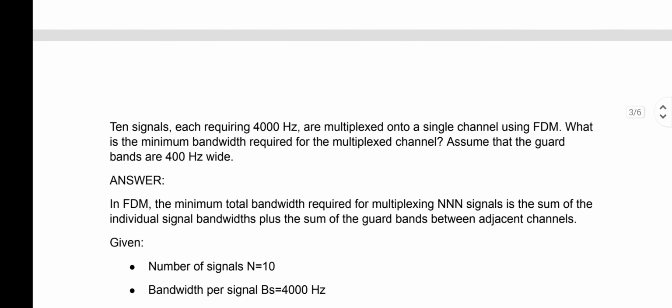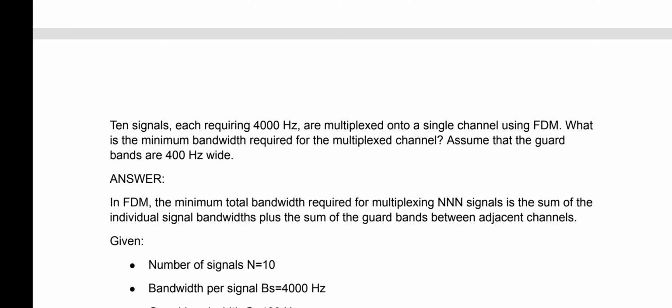Fourth question. 10 signals, each requiring 4000 Hz, are multiplexed onto a single channel using FDM. What is the minimum bandwidth required for the multiplexed channel? Assume that the guard band is 400 Hz wide.